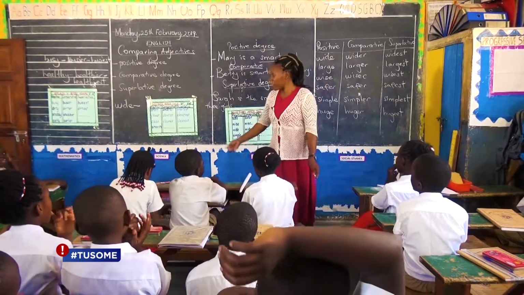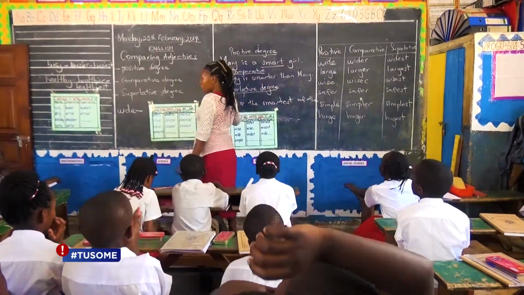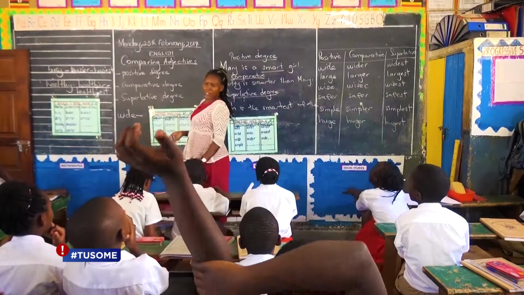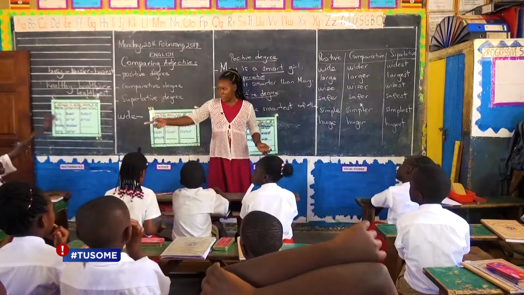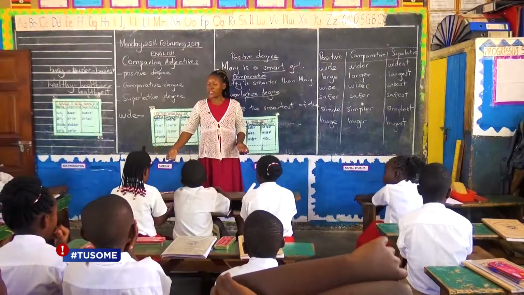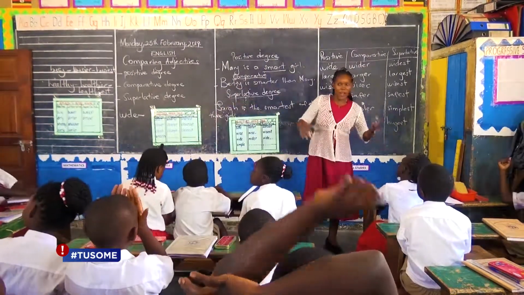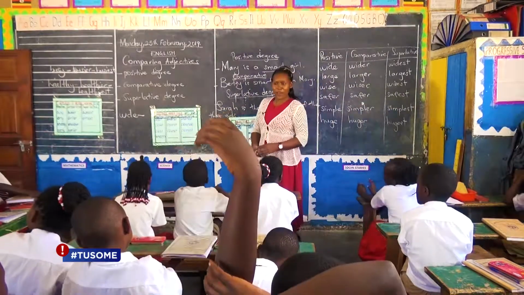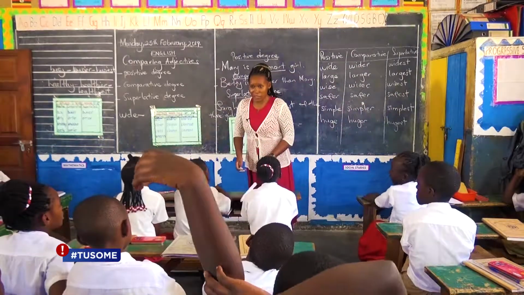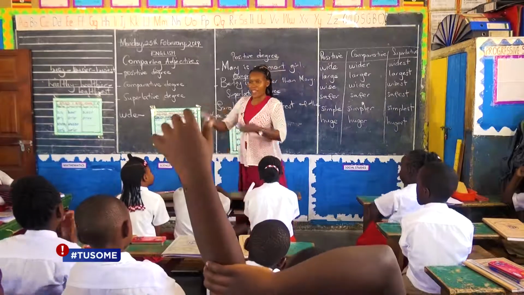Do you know wealthy? So who can tell us the meaning of wealthy? Yes? Wealthy means being rich. So wealthy, wealthier, wealthiest. There is another one. Easy. Do you know easy? That adjective. Then we say easy.